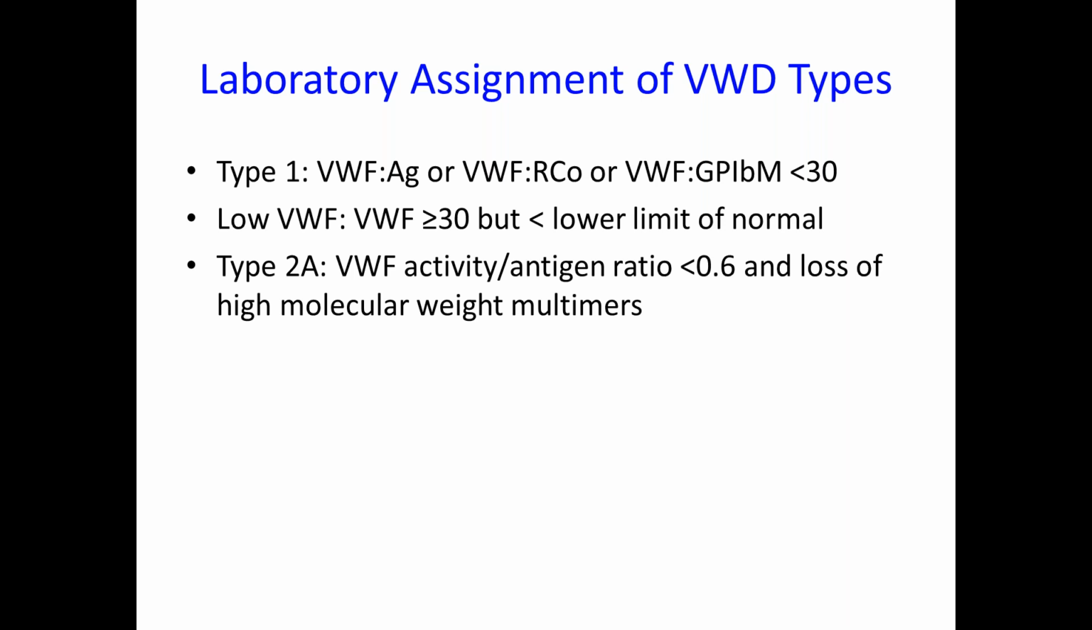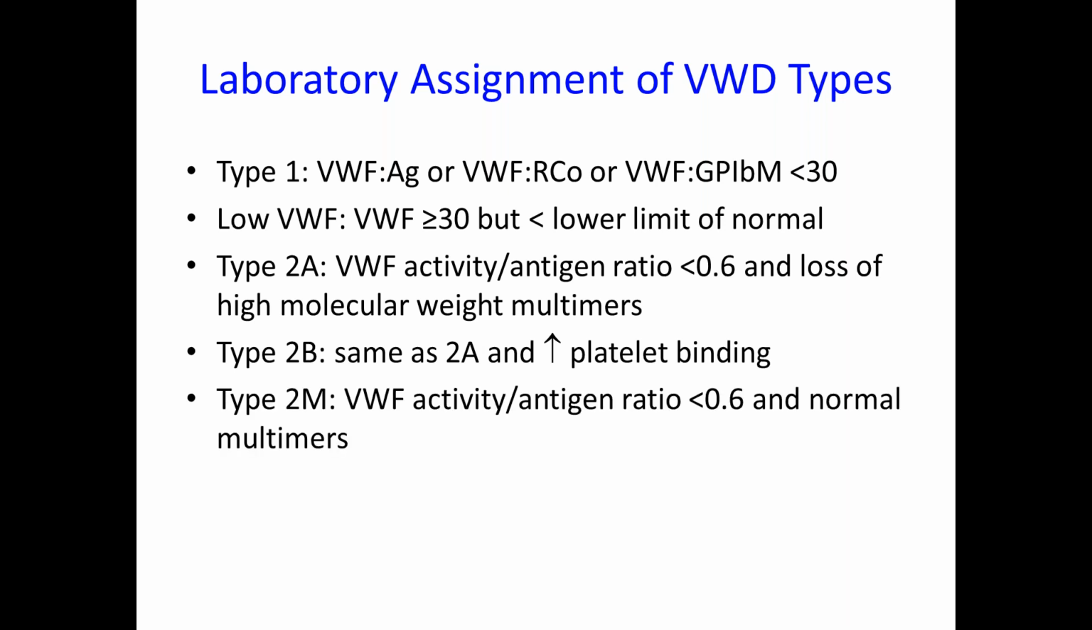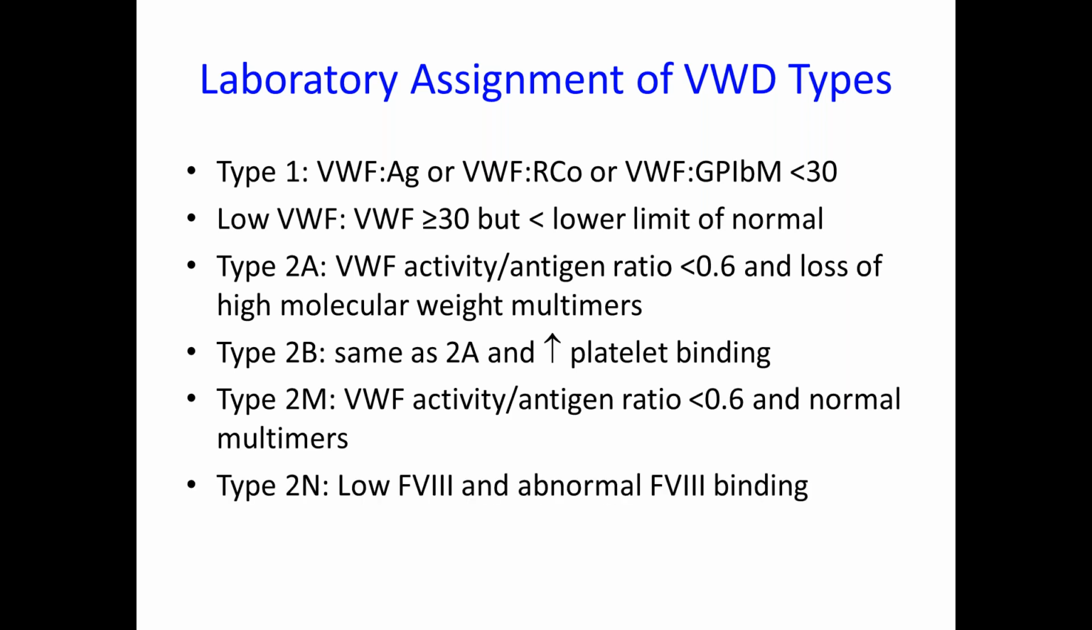Patients with type 2A von Willebrand disease had an activity to antigen ratio less than 0.6 and loss of the high molecular weight multimers. Type 2B was similar, except these patients also demonstrated increased spontaneous platelet binding. Type 2M was an activity to antigen ratio less than 0.6 with normal multimers. Type 2N, they had to have low factor VIII and abnormal factor VIII binding. And then type 3 was undetectable von Willebrand factor levels.